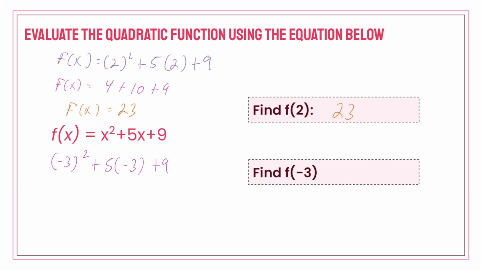When you do that, (negative 3) squared is going to give you 9. 5 times negative 3 is going to give you negative 15. And bring down your positive 9. Now again, you're going to use your order of operations here. You can use your calculator. And when you do that, you should get f of -3 is going to be equal to 3. And so therefore, we know that 3 is the answer to our second problem.